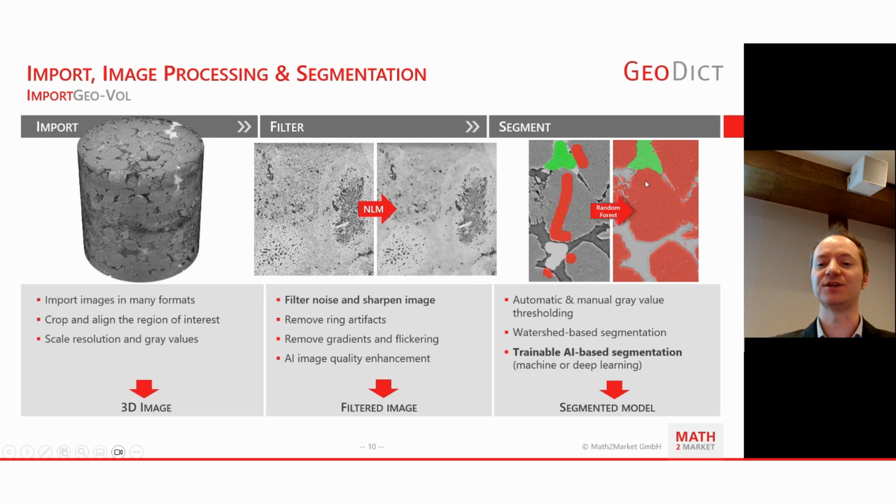You can do image segmentation, for example, with a random forest doing the AI labeling. You can also go further with a U-Net approach, enhancing the capabilities of this AI segmentation. Or you can do gray value thresholding, even with an automated thresholding method.